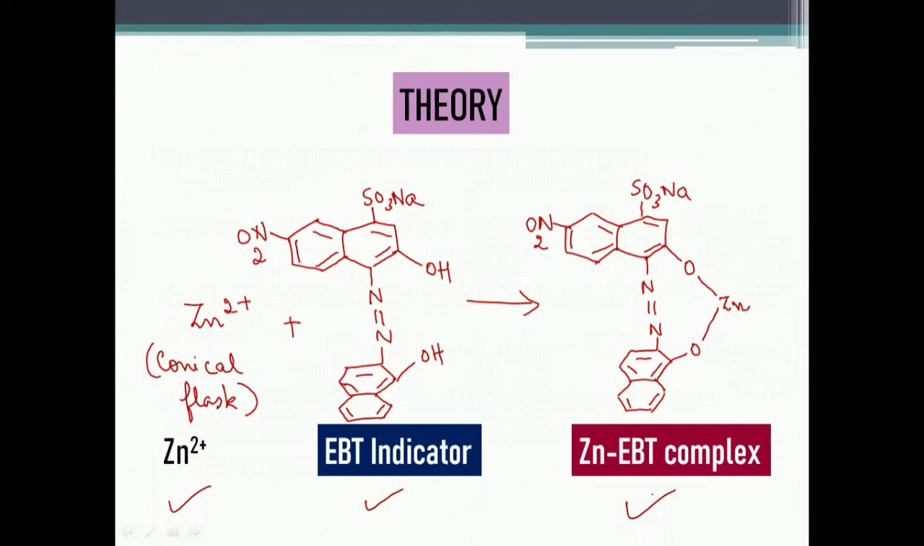So as I've already explained, when you add this EBT indicator to the zinc solution which is taken in the conical flask, the solution becomes wine red in color because of the complex formation between zinc and EBT indicator. Now in the next step, we are going to titrate this wine red colored solution against EDTA solution taken in the burette.